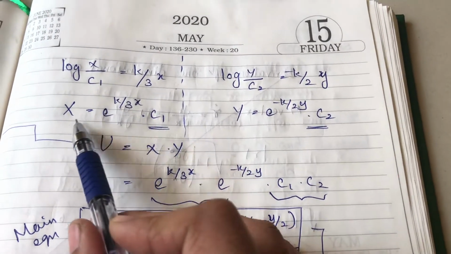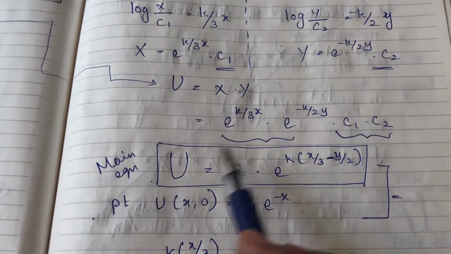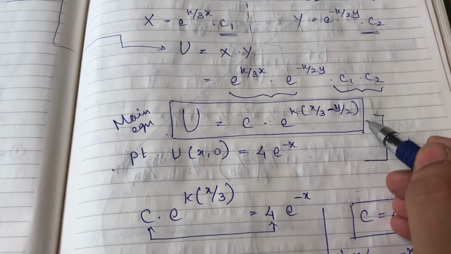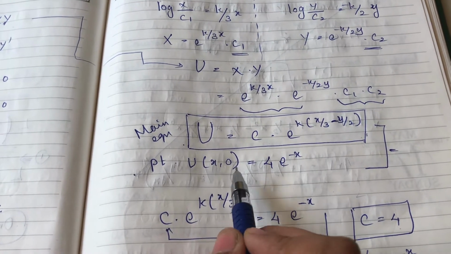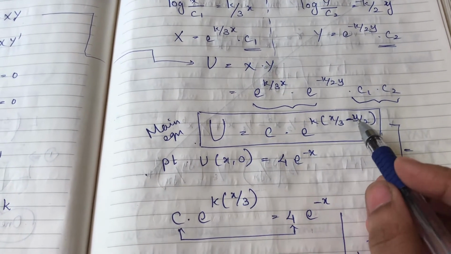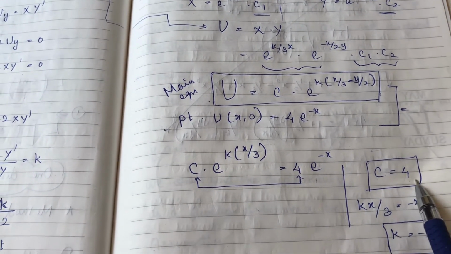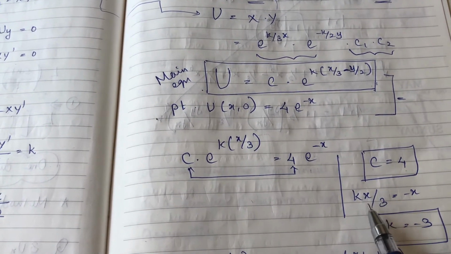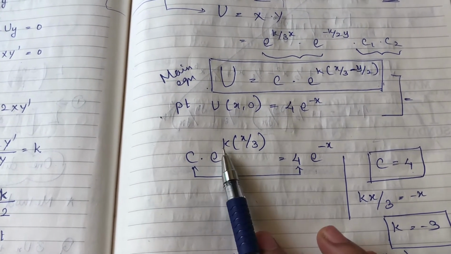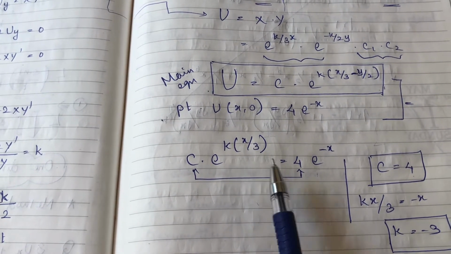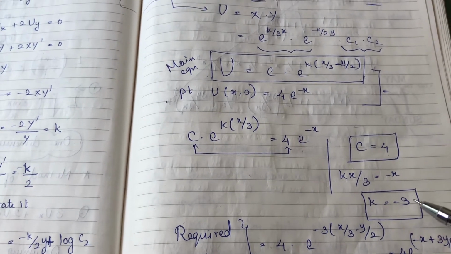After that, you can see I have got x and y terms. I'm substituting here, and I will get the u term. Afterwards they have given u of x comma 0, so I have to put y as 0 here. Then the answer will be like this. From this I can easily get c as 4, and from these two terms, the base is the same, e. So kx by 3 will be equal to minus x. So k will be minus 3. So I have got these two things.